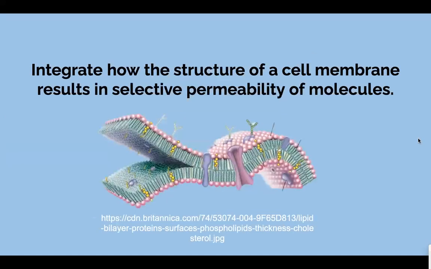Let's move on. The question says, integrate how the structure of a cell membrane results in selective permeability of molecules. So obviously I added a picture of a cell membrane like I did in the first slide, just so that after learning the information, we're still aware of what it looks like. The selective permeability of molecules across a cell membrane is a result of its specific structure and composition. The structure of the cell membrane, primarily composed of lipids and proteins, contributes to its selective permeability in the following ways.